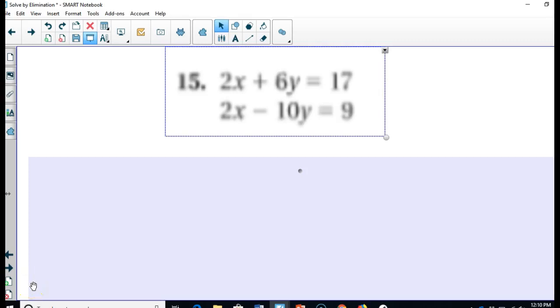Hey ladies and gentlemen, I am going to start the homework from Unit 4A, Day 2, and the goal of the day was to solve systems of equations by elimination. So I want to just talk through some things for you guys.